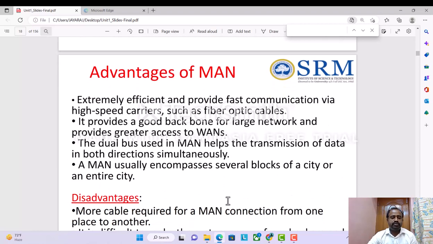Then advantages. It is extremely fast because it is connected to all the LANs and provides fast communication. It provides a good backbone for WAN, which means great access. Then a dual bus helps transmission in both directions, which means both LANs are connected and formed into a MAN. Then it can use several blocks across the entire area.